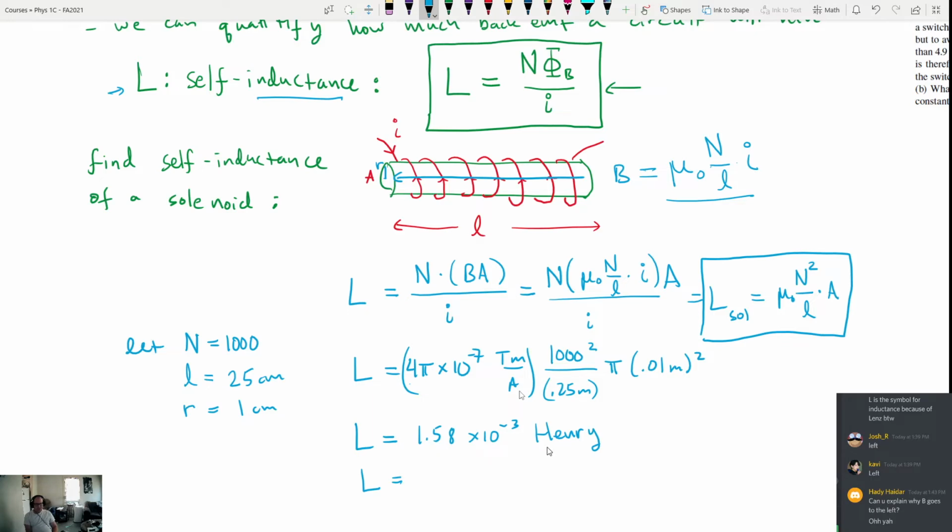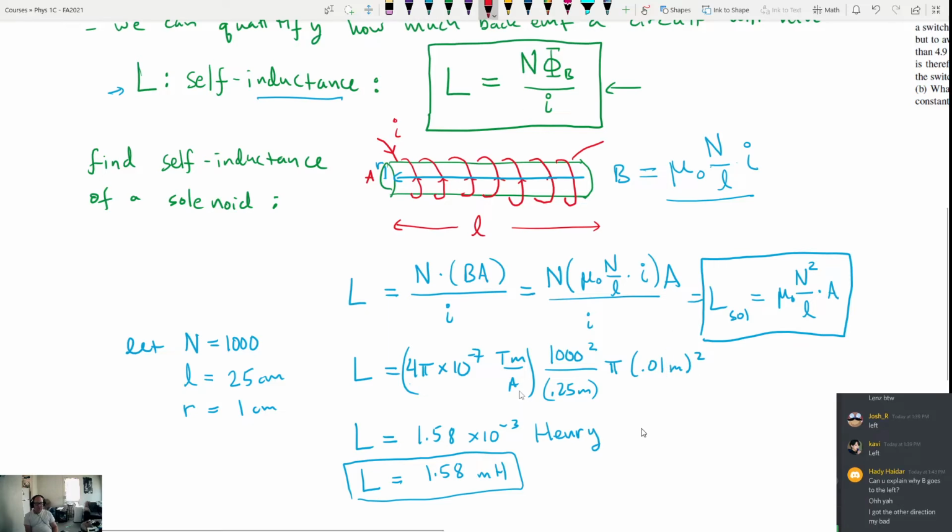Okay, so this would also be written as 1.58 millihenry. The Henry is the unit that we use for inductance. And what is 1 Henry equal to? Well, we can figure it out from here, if we look at the units.